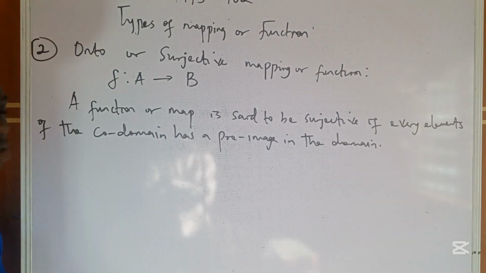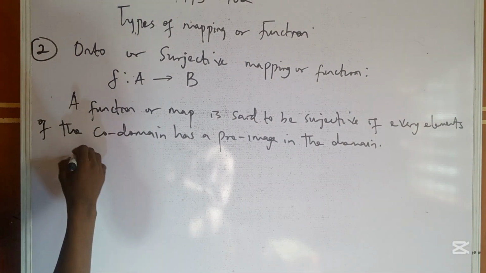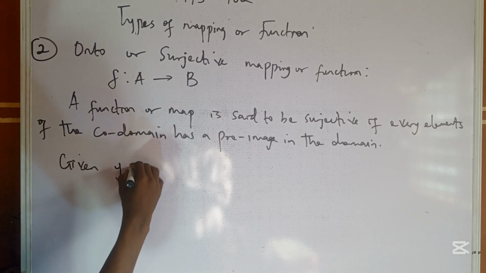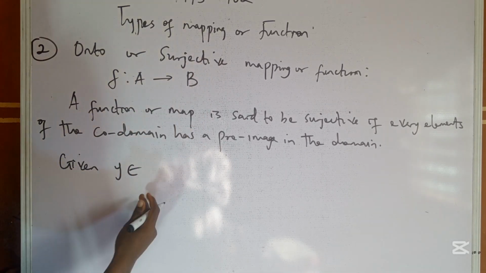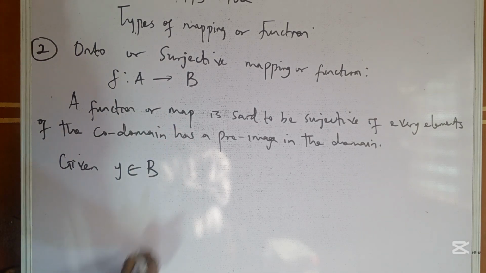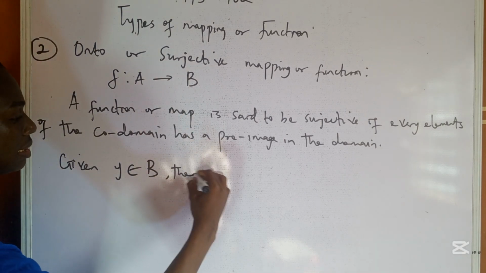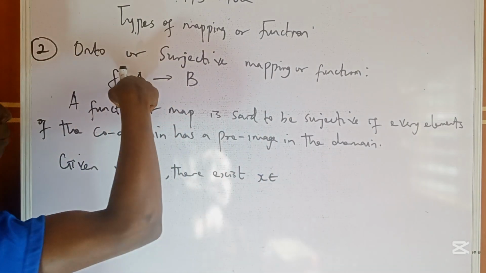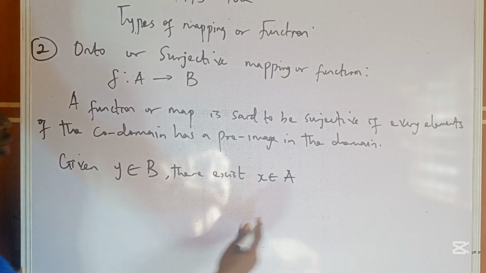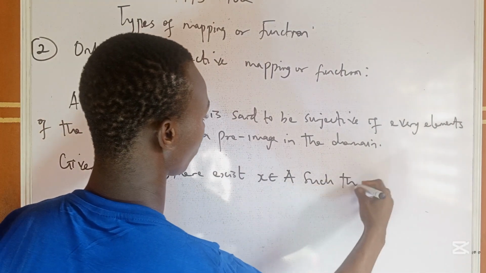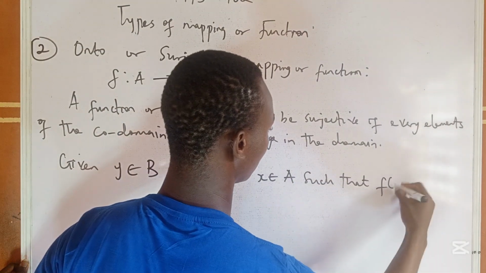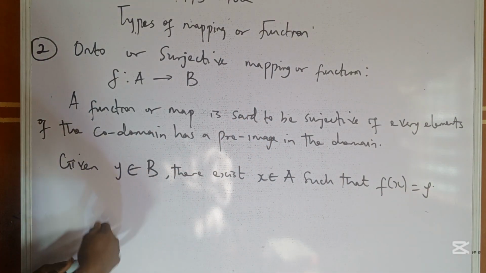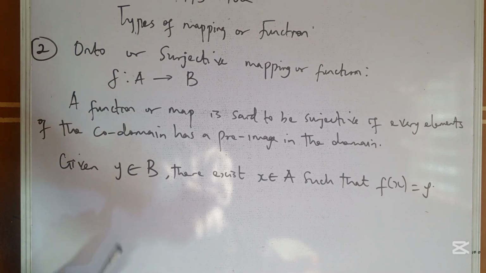Now, what does this mean? This means that given any element, let's say y, and I said B is the codomain. Given element y inside the codomain, there exists an element x in the domain such that f of x equals y. So this is just an onto or a surjective map or function.